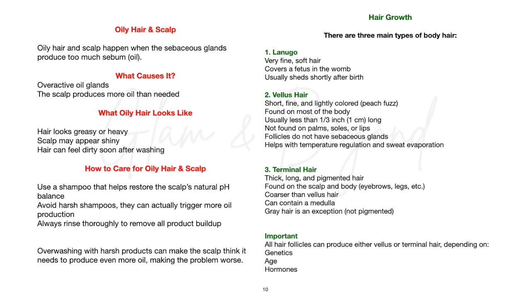Hair growth. There are three main types of body hair: lanugo, vellus hair, and terminal hair. Lanugo is very fine, soft hair that covers a fetus in the womb and usually sheds shortly after birth.